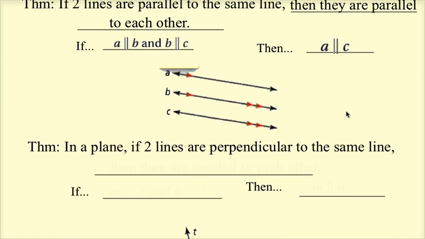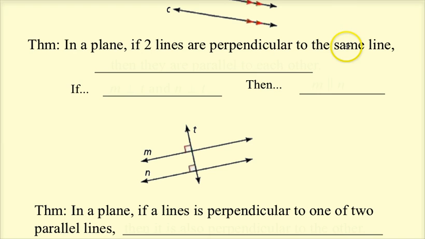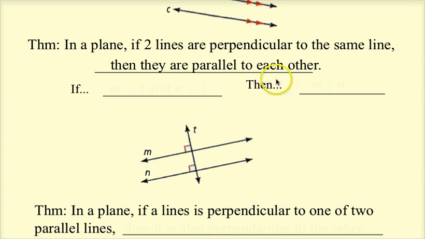The second theorem says in a plane, if two lines are perpendicular to the same line, then they are parallel to each other. I think if you look at the picture, you can see. So if two lines are perpendicular to the same line, they are parallel to each other. In this picture, line M is parallel to line T. Perpendicular means it forms a right angle, so that's my symbol right there. And line N is perpendicular to line T. There's the symbol.